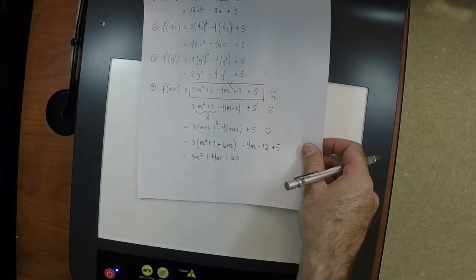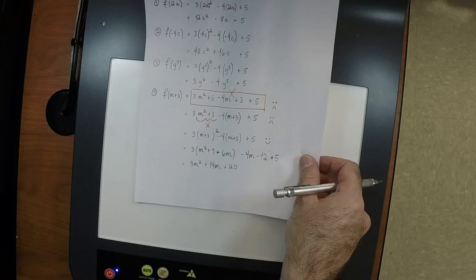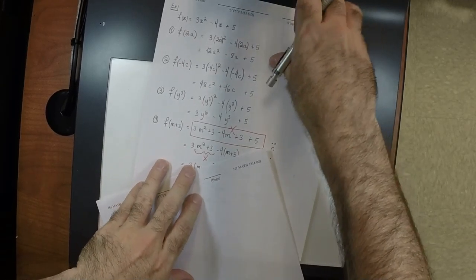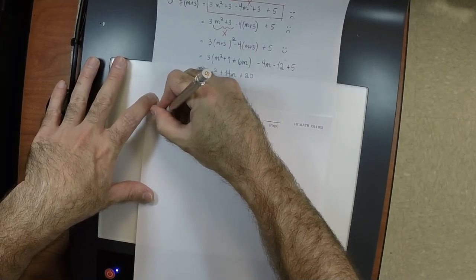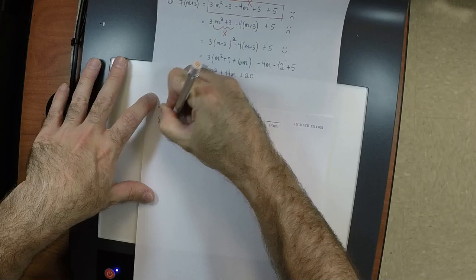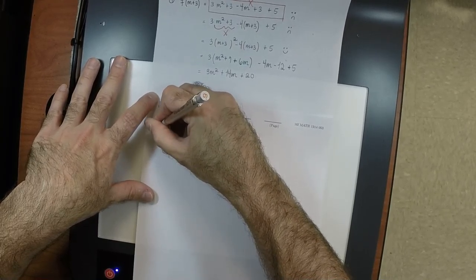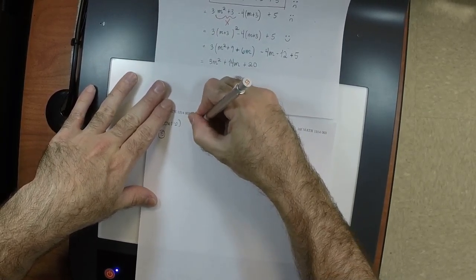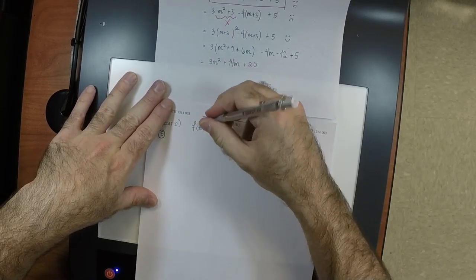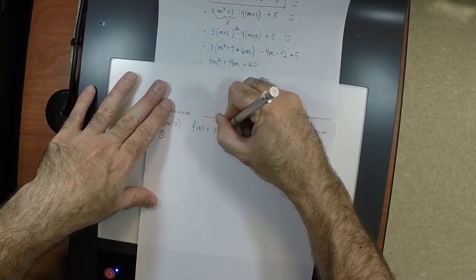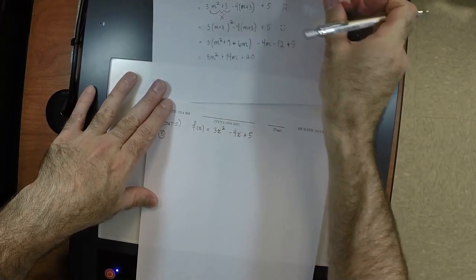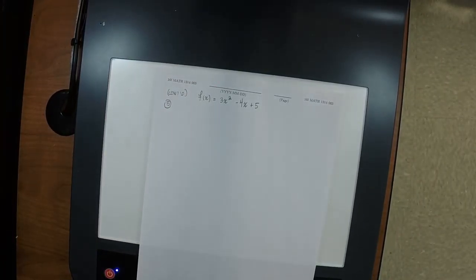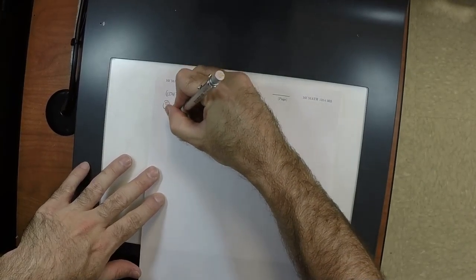So this is a continuation. I'll recopy that f. The f that we're dealing with is 3x squared minus 4x plus 5. Okay. So now, here's a weird one.